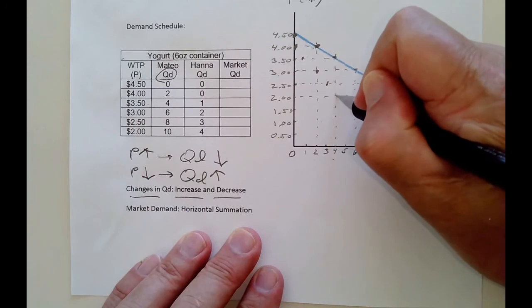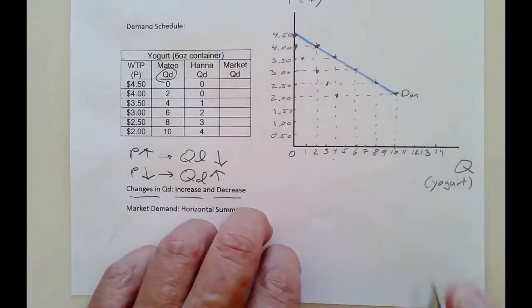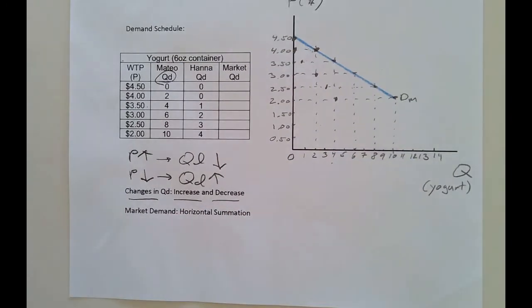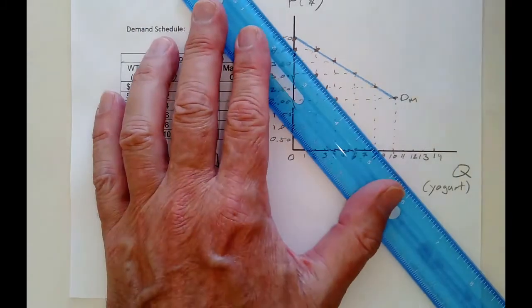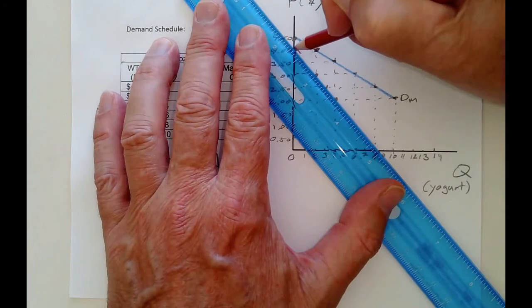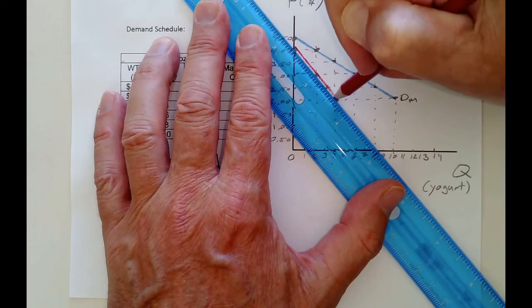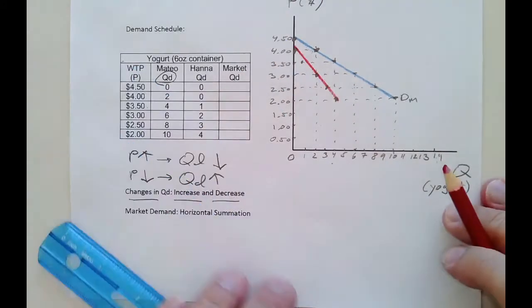So Hannah's demand is going to be different. That's probably true. I mean, most consumers, it's unlikely to have an identical demand for, say, you and I for yogurt. And so let's sketch in Hannah's demand like that. And we'll call it demand for Hannah.